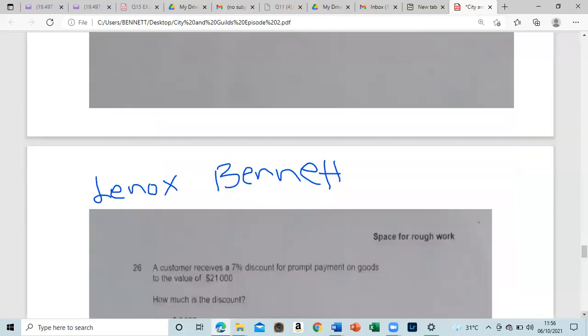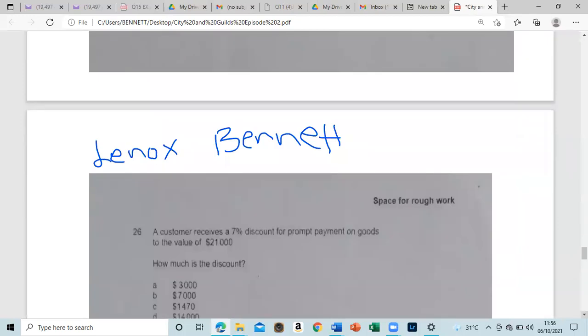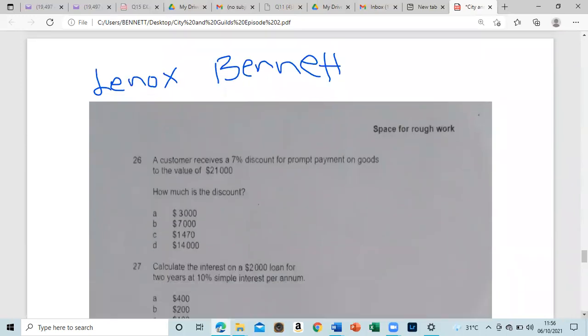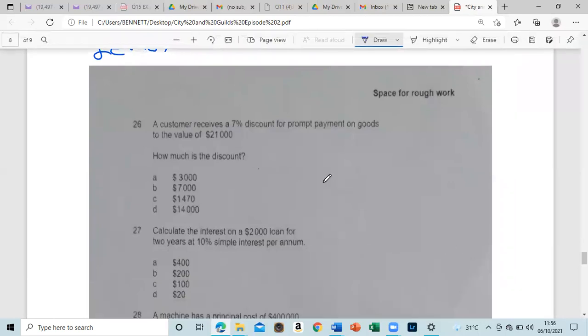So now I have to go to say: a customer receives a 7% discount for a prompt payment on goods valued at 21,000. How much is the discount? Again, they just want you to find 7% of, because notice what they ask for, the discount. Sometimes they will ask for the remainder, but this time they ask for the discount. So it's 7% of 21,000.